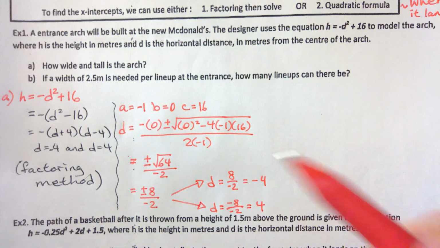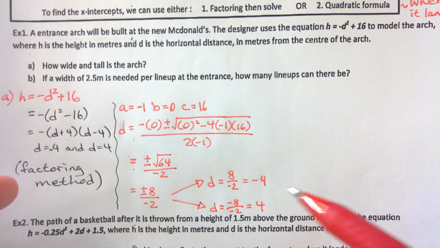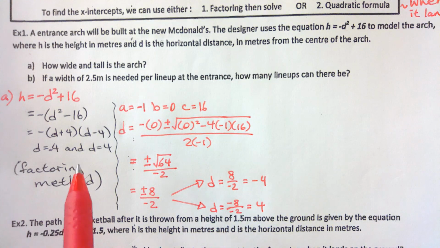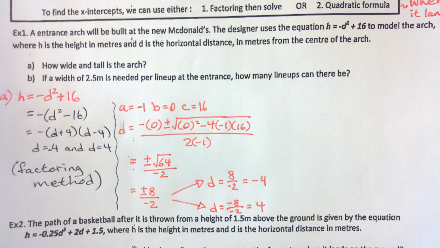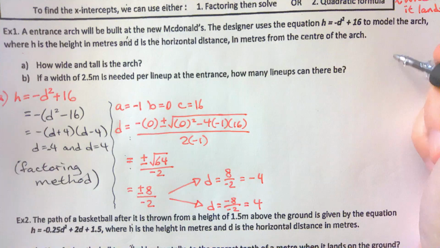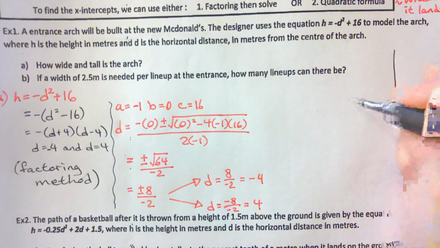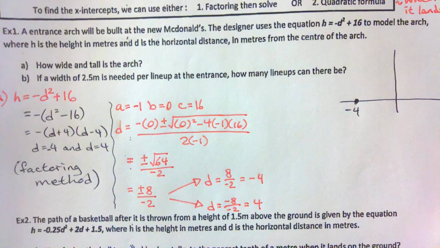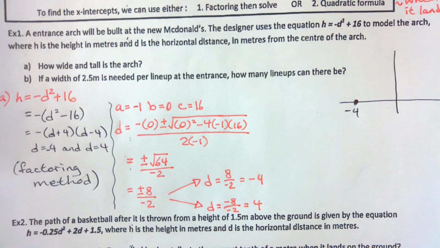Okay. So now that you looked at both methods, who still likes the quadratic formula more? It is more steps, more work, but if you like it, it works. Okay. So now if I were to do a quick little sketch on this. Okay. Negative 4, positive 4. Okay.